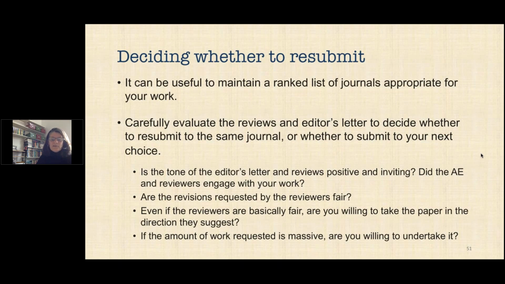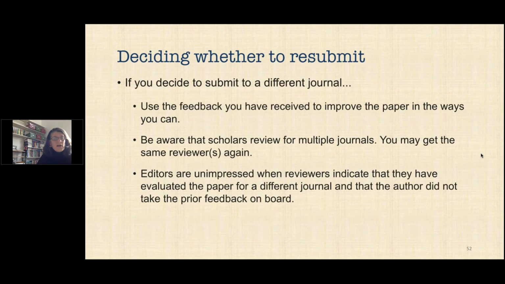If the amount requested is massive, do you have the time to undertake it? Are you willing to undertake it? So these are all things that you would consider in your decision as to where you'd send the paper. If you decide to submit to a different journal, you can still, and you should, use the feedback that you've received to improve the paper in the way that you think you can.